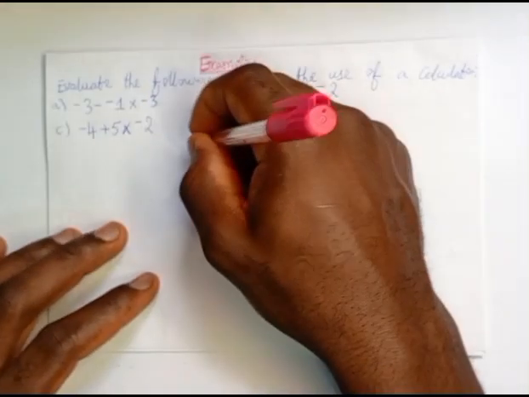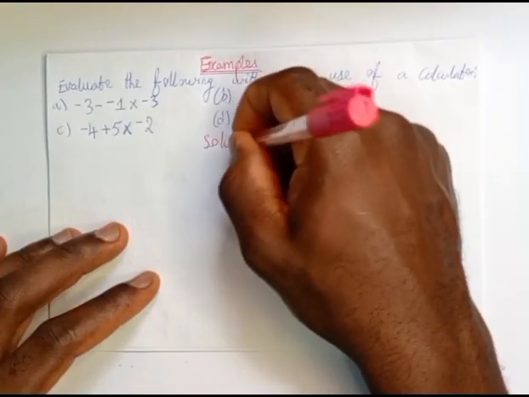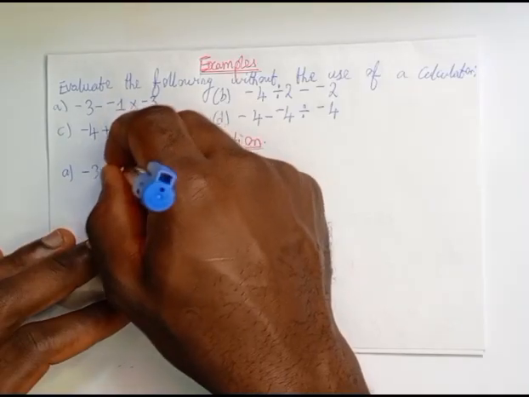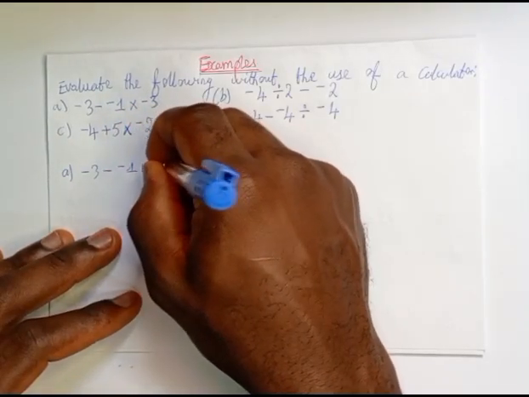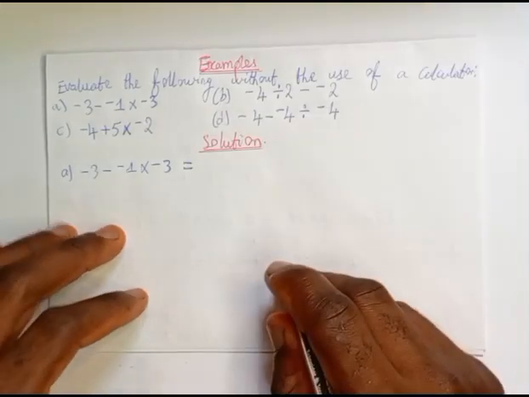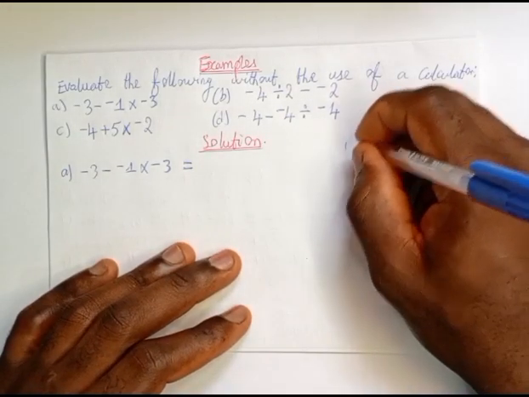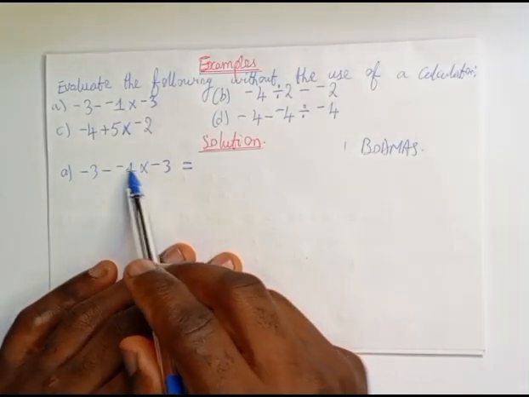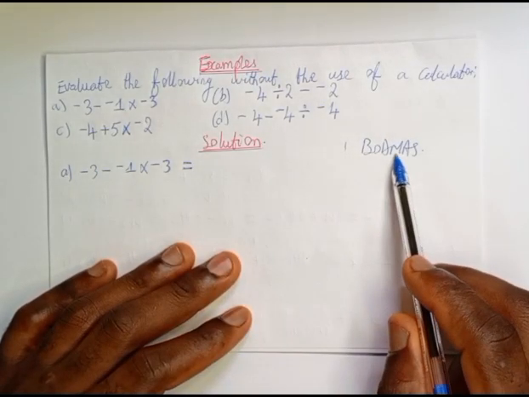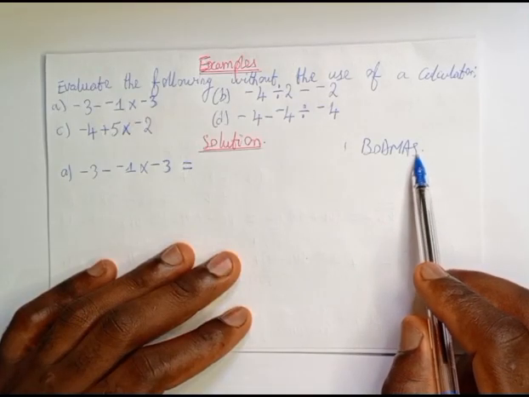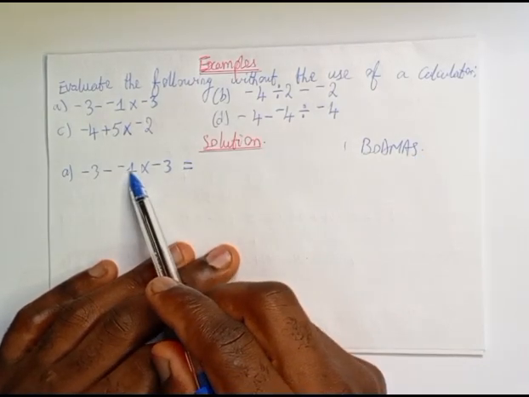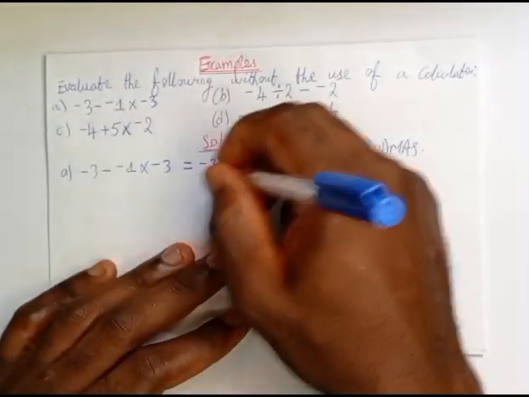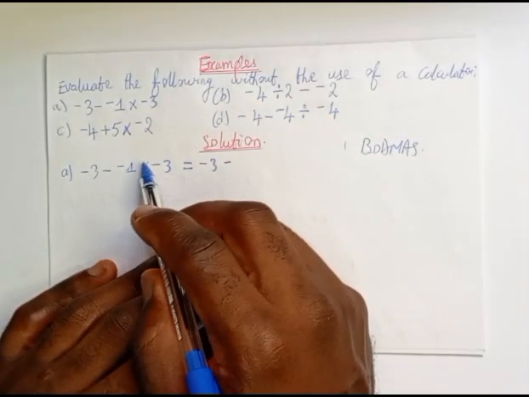Take solution. A, we have negative 3 minus negative 1 times negative 3. This will simply be equal to, by making use of BODMAS, looking at the operations we have here, you will see that the multiplication comes first before addition and subtraction. So we are going to start by multiplying negative 1 by negative 3. This will give us negative 3 minus negative 1 times negative 3.